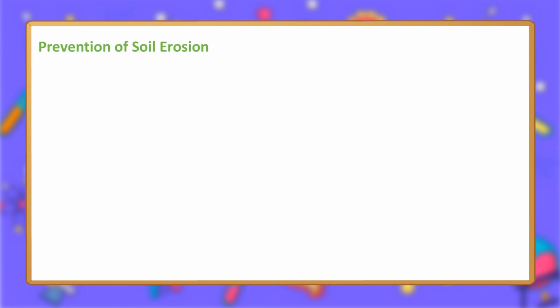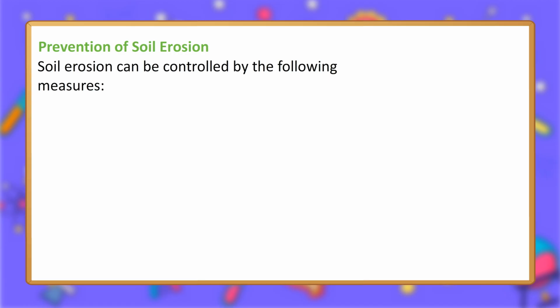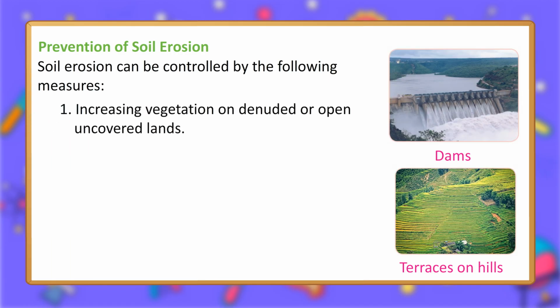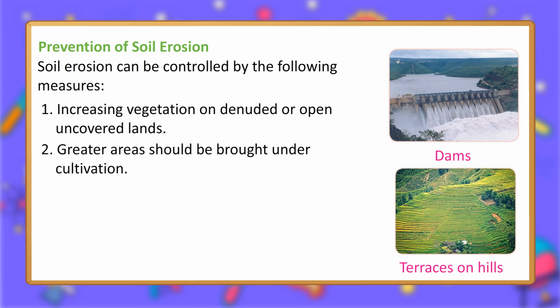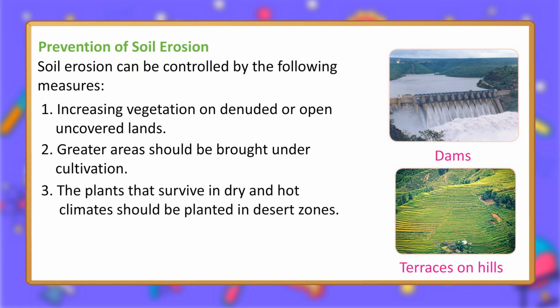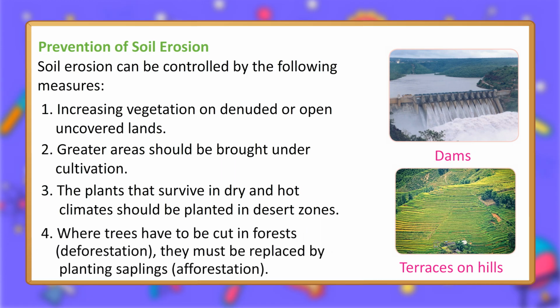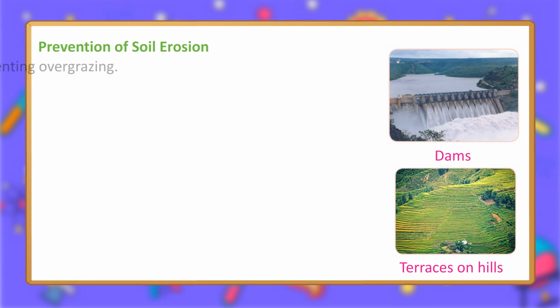Prevention of soil erosion. Soil erosion can be controlled by the following measures. 1. Increasing vegetation on denuded or open uncovered lands. 2. Greater areas should be brought under cultivation. 3. The plants that survive in dry and hot climates should be planted in desert zones. 4. Where trees have to be cut in forests, deforestation, they must be replaced by planting saplings, afforestation.